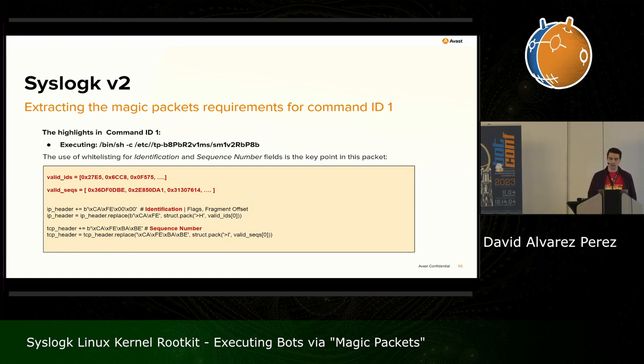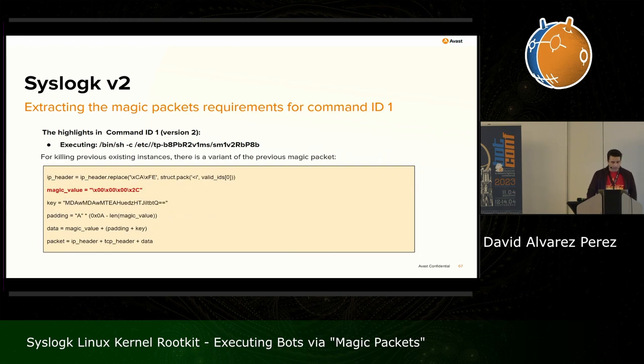Command one executes the bot without parameters, I mean in normal mode. What it does is check that the packet contains one identification from the list of valid IDs, and one valid value for the sequence number of the TCP header. When the bot sends it in proxy mode, it chooses one value at random. There is an additional version of command one that allows killing previous instances before executing the bot. It uses the magic value 00000 to see. This means killing before executing.